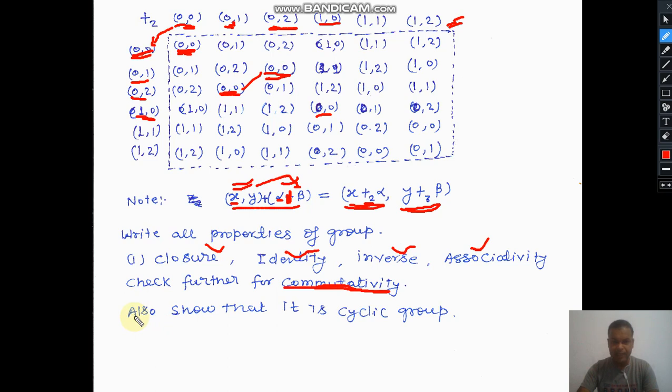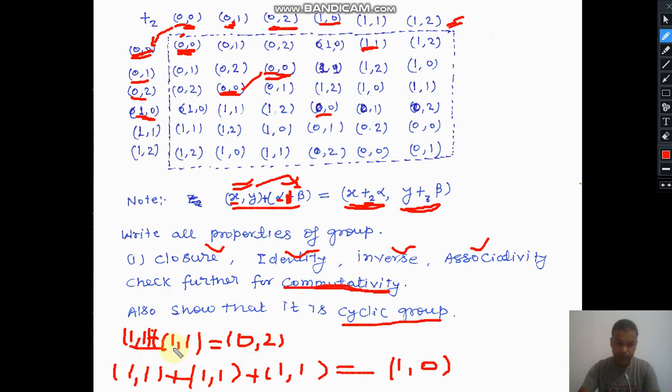Sometimes it may be asked to prove that this group is a cyclic group. For a cyclic group, there must be a generator which can generate every element of this group. Here if the first element is 0, then we cannot generate every element of this group. But if we take 1, 1, you are noticing that 1, 1 is the generator of this group. I have written here, if you add 1, 1 twice, you will get the element 0, 2. If you add 1, 1 thrice, you will get the element 1, 0. Following this process, you can write all 6 elements available here. So you can say that 1, 1 is the generator of this group. So this is a cyclic group.